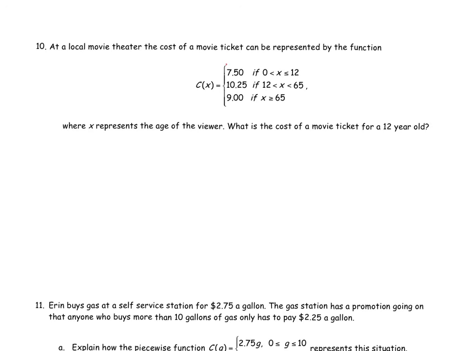This means that the movie ticket will cost $7.50 if you're between the age of 0 and 12. So really, if you were younger than 12 or equal to the age of 12. So that means age 12. It's $10.25 if you are between the ages of 12 and 65. And then it's $9 if you are a senior citizen.